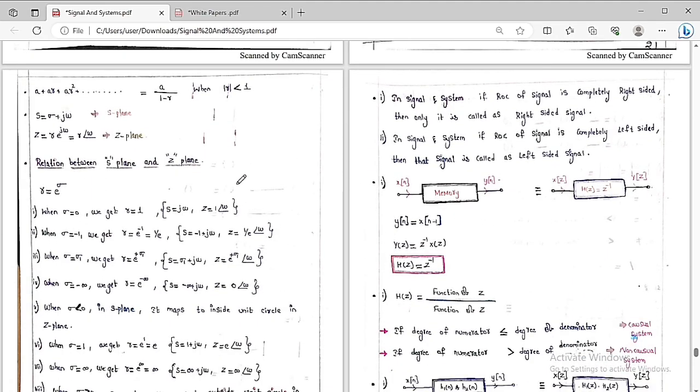So now let's go for another important formula, which is A plus AR plus AR square up to infinite number of terms. It is equal to A by 1 minus R, only when the magnitude of R is less than 1. So this formula is applicable only when the magnitude of R is less than 1. What is the meaning of this? If the magnitude of R is less than 1, it means the terms go on decreasing, and finally you are going to get a final value, which is A by 1 minus R.